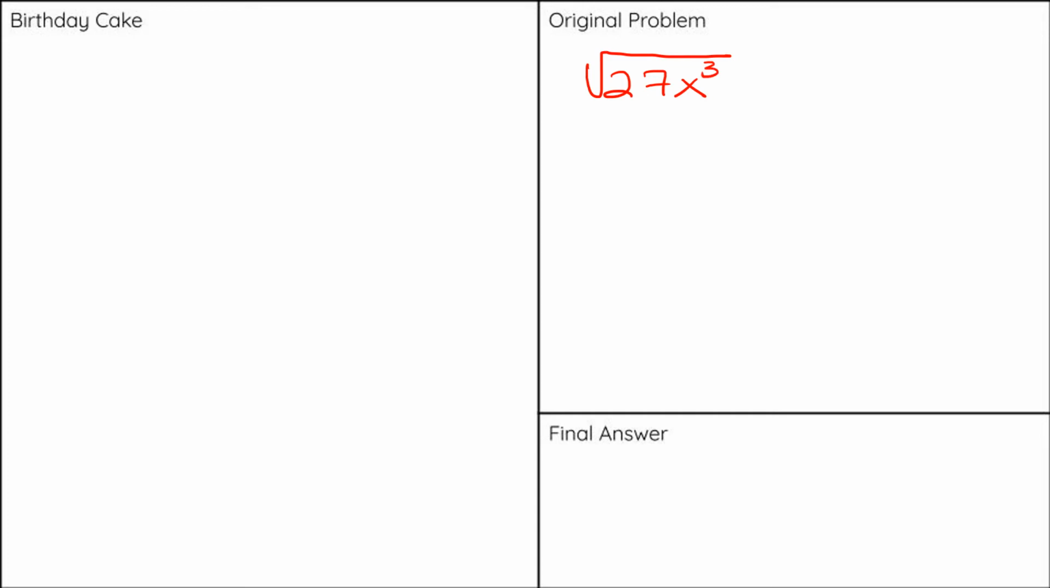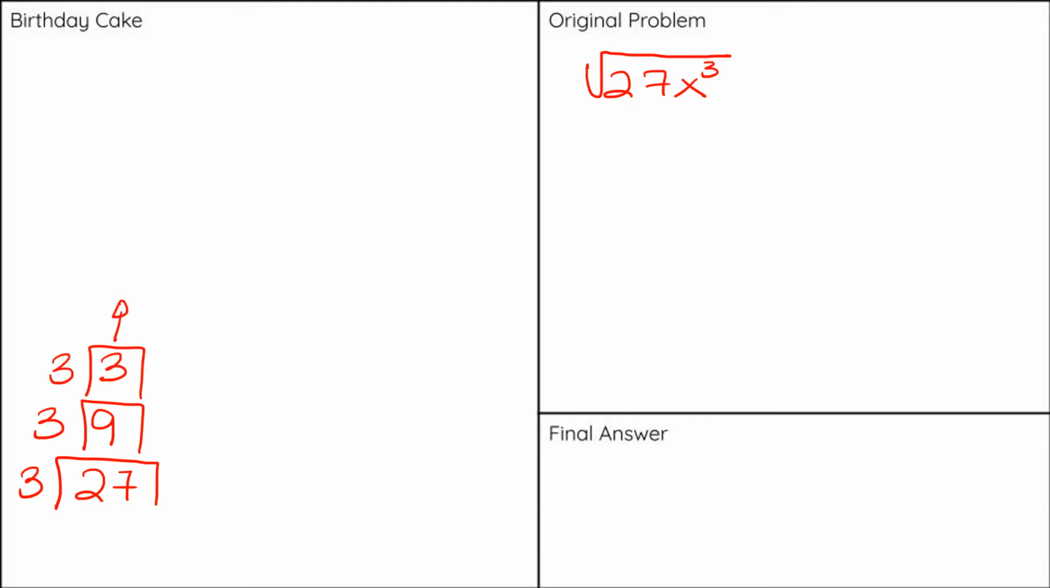All right, so we know the first thing that we're going to do is find a birthday cake for 27. So 3 goes into 27 9 times, 3 goes into 9 3 times, 3 goes into 3 1 time. But the thing is, we also have x to the third. X to the third is the same thing as x times x times x.